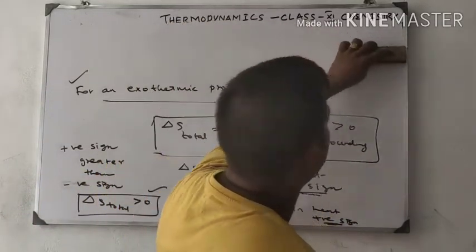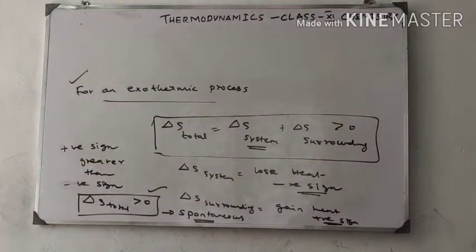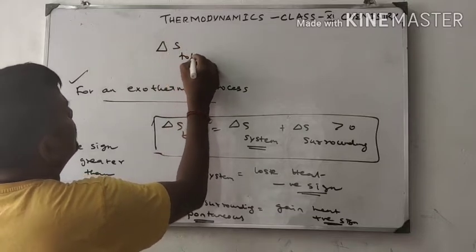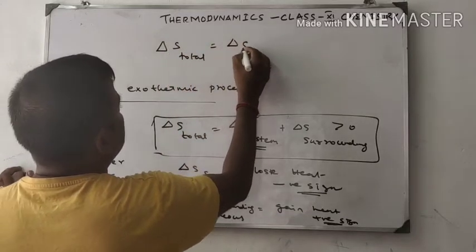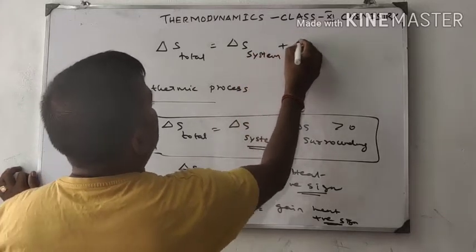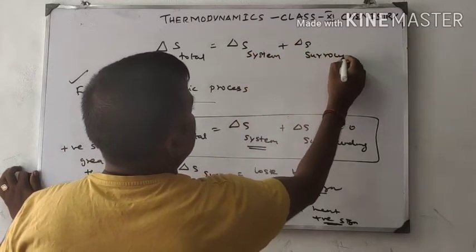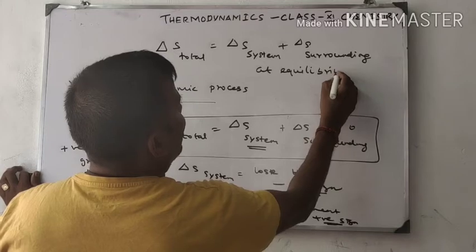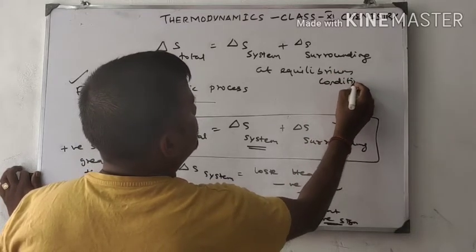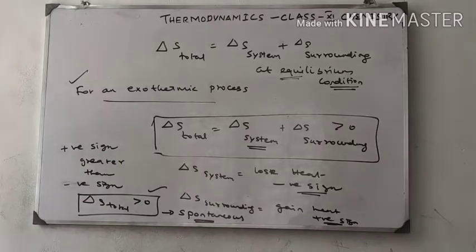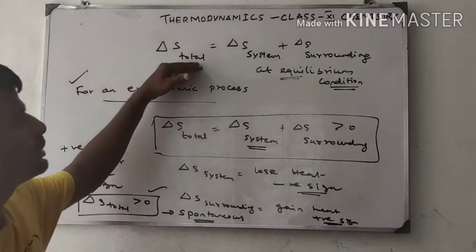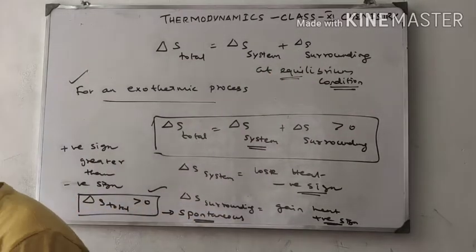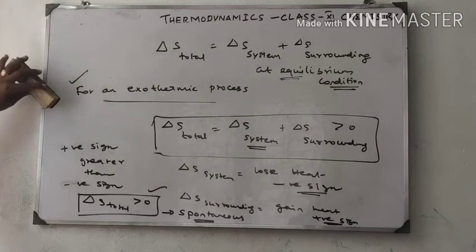These are the terms given in the textbook only. I am explaining. Next one. Suppose delta S total is equal to delta S system plus delta S surrounding at equilibrium condition. Next point, I am just explaining delta S total is equal to delta S system plus delta S surrounding at equilibrium condition. What happened?